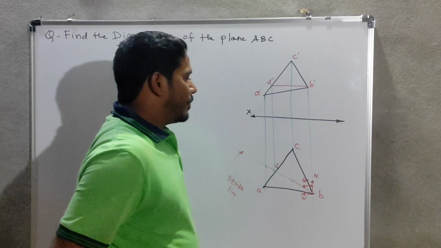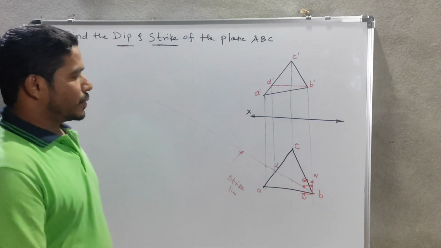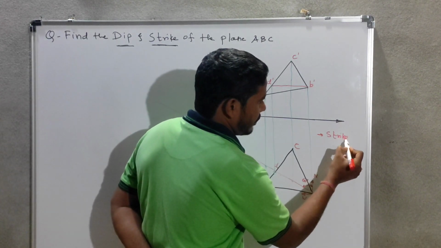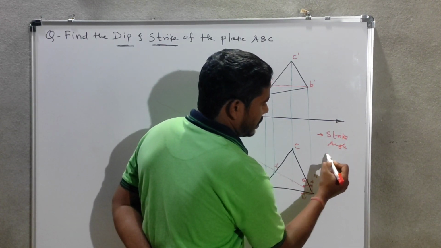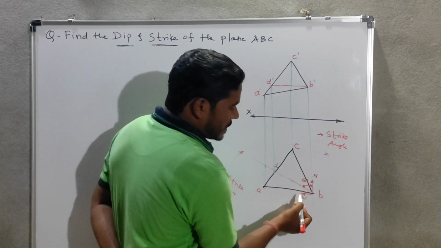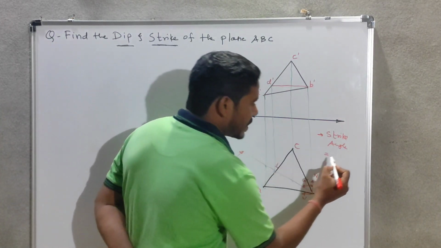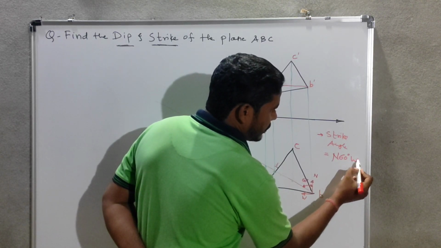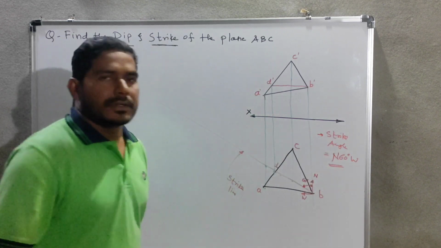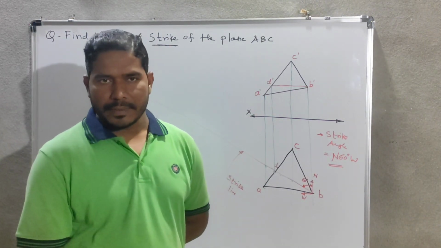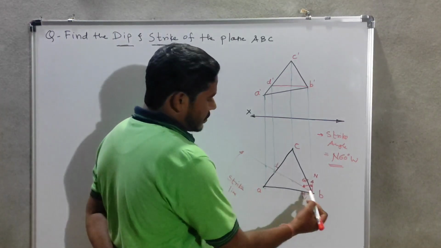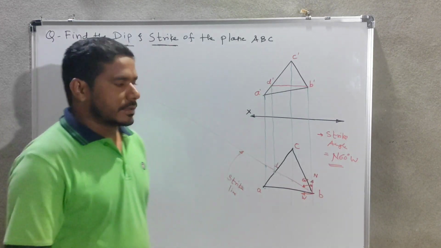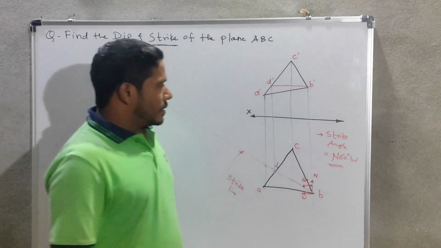Then whatever our strike angle is, I'll write here, strike angle, that will be north 60 degree west. So this is the strike angle, north 60 degree west. So we got the strike angle. That means the angle made by this strike line with respect to the vertical, that we are considering as the strike angle. Okay, now let us move.